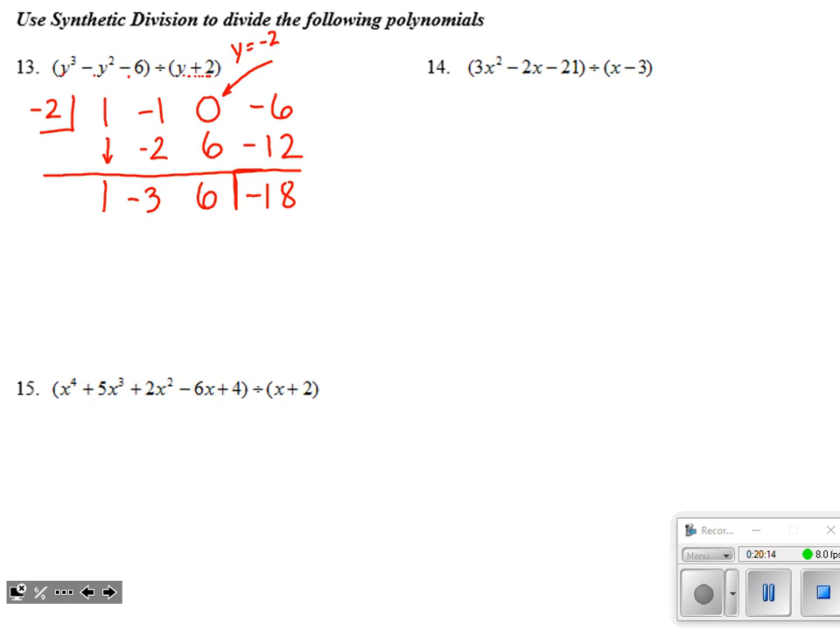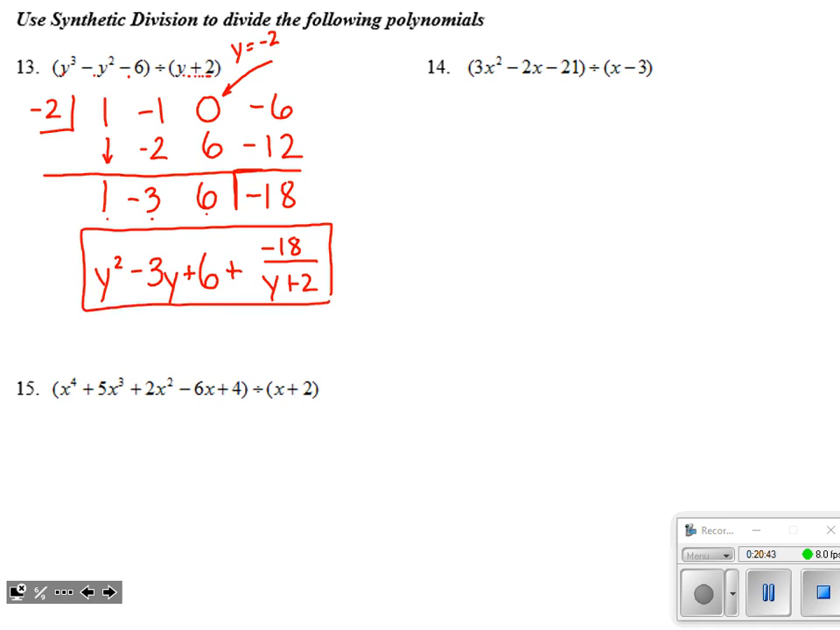Here's how we interpret that answer, because we're really dividing polynomials. I should have an answer that has variables in it. This 1, -3, 6 means I have a constant of 6, a y term of -3, that was a +6, and then a y squared term of 1y squared. And then my remainder is -18, so I'm adding -18 as a fraction. What was I dividing by? Oh yeah, y plus 2. That's how I should write my answer.